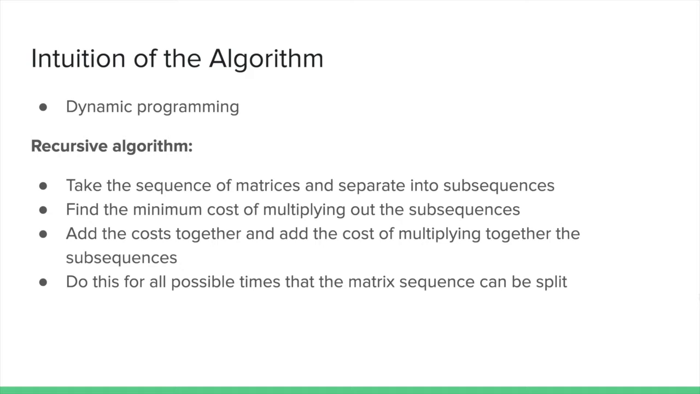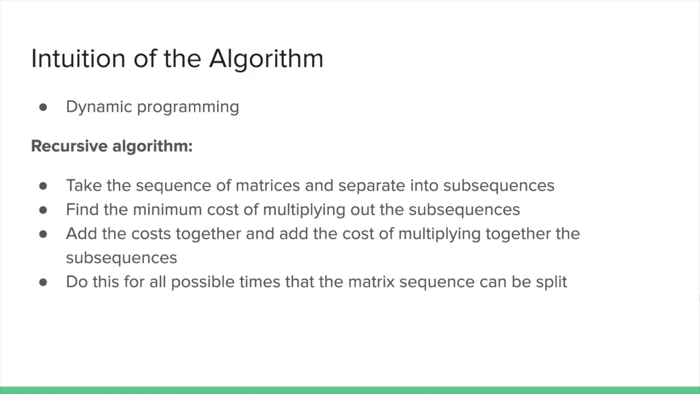So for an example where we have matrices A, B, C, and D all needing to be multiplied together, it recursively calls to find the minimum cost of A times B times C, A times B, C times D, and B times C times D.